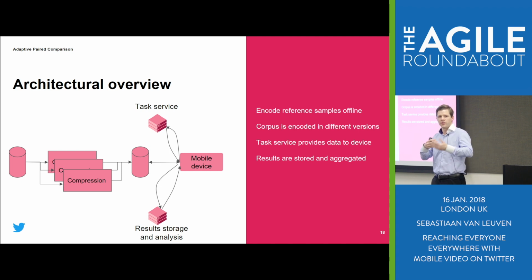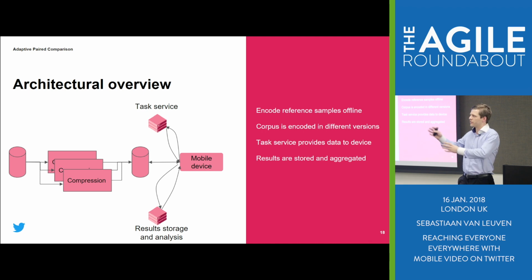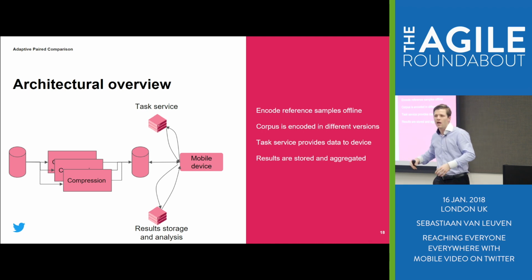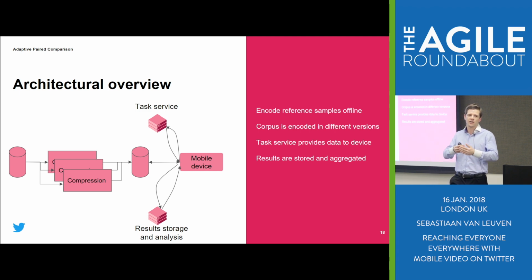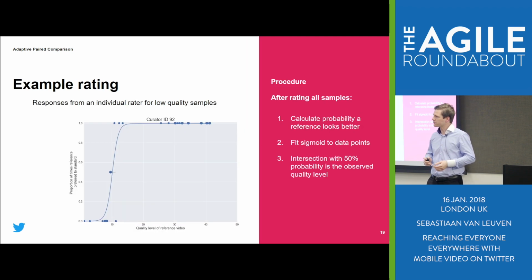That particle filtering algorithm, which is basically the backbone of our adaptive pair comparison method, runs on the mobile device. And when it's done, when we aggregate all the results, we rerun the particle filtering algorithm to finally come up with a single rating. So how do these ratings look?